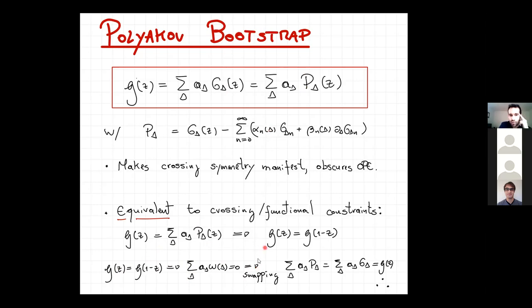And it's very easy to see that if the two series commute, then indeed the sum over Polyakov blocks is the same as the sum of conformal blocks. Essentially, because here you have a sum over delta, and here you have a sum over n. So if you swap the series, you get the sum over delta of alpha n delta, which is supposed to be zero. Okay? And so all these extra terms will vanish because these sum rules are true.